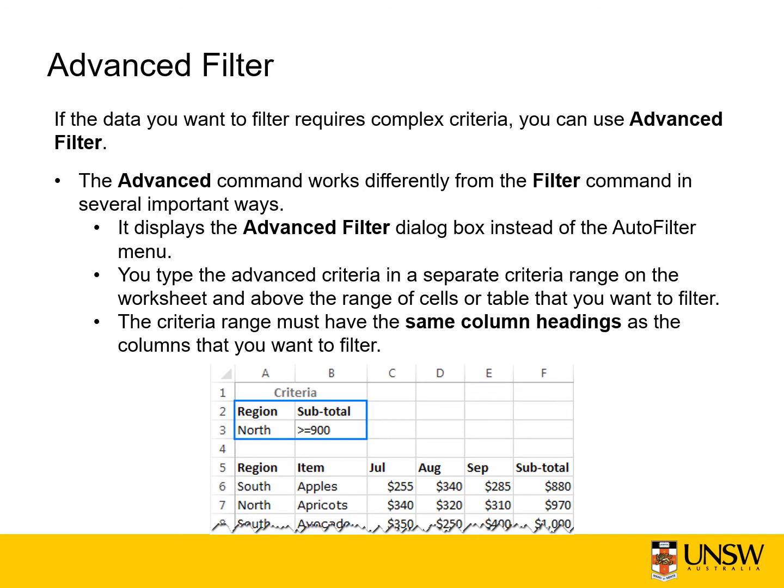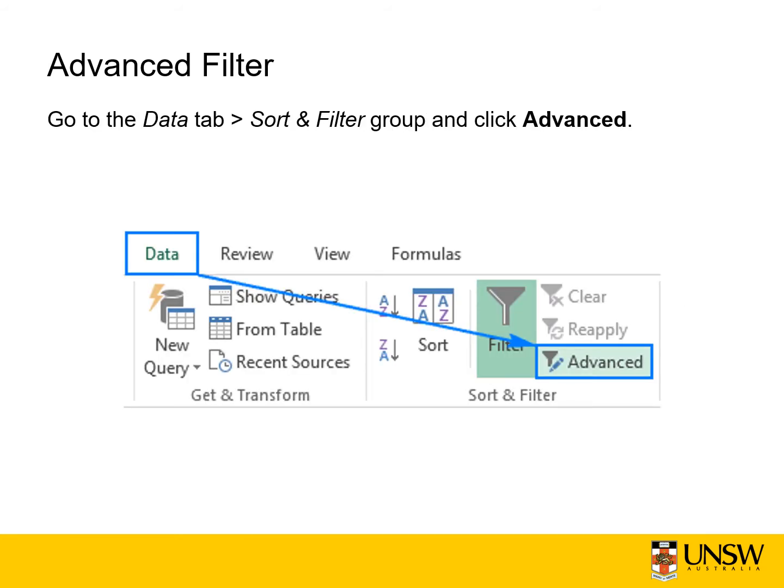Using this filter type, you can find rows that meet multiple criteria in multiple columns. In order to use advanced filter, first, your criteria need to be entered in a separate range on your worksheet. Also, the criteria range must have the same column headings as the columns that you want to filter. For example, here we defined a criteria to filter records for the North regions whose subtotal is greater than or equal to 900. In order to apply advanced filter, select any single cell within your dataset, go to the Data tab and click Advanced.